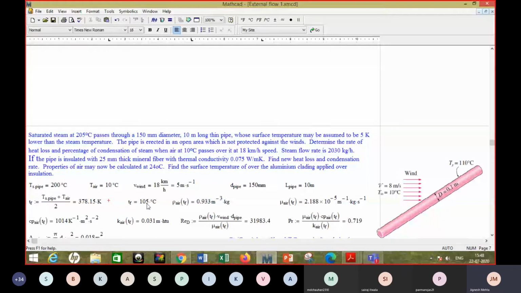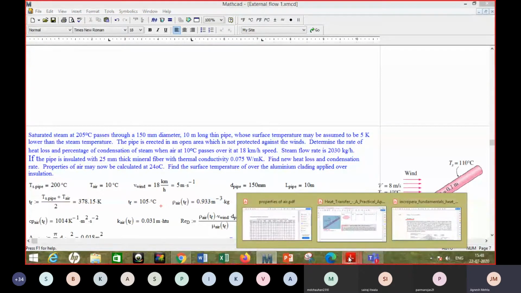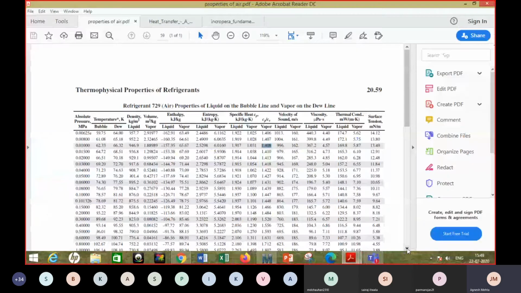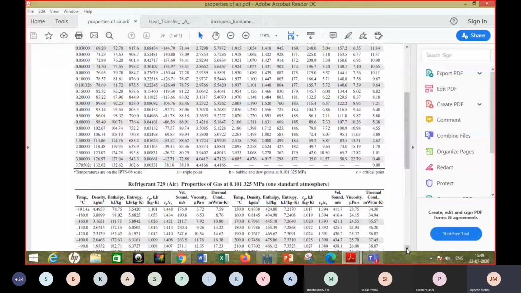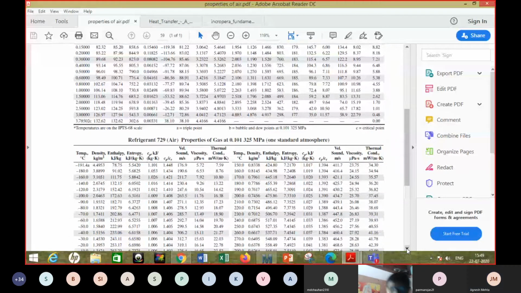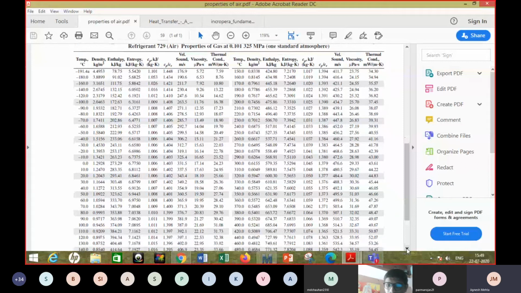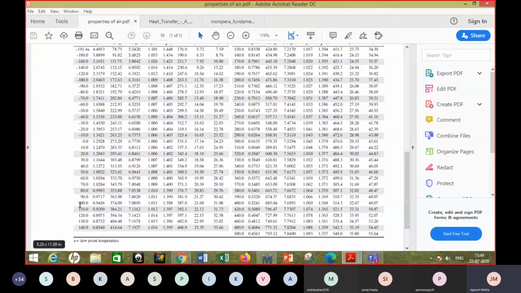So I'm finding out the average temperature, which has come out to be 105 degrees Celsius. So you can refer to the properties of air at 105 degrees Celsius, which is the average of 200 and 10, right? So you should look into that table and list down the properties like density. You may not find 105, so you should take the average of 100 and 110, right? So you can see those things here, 100 and 110. Okay, so the density.